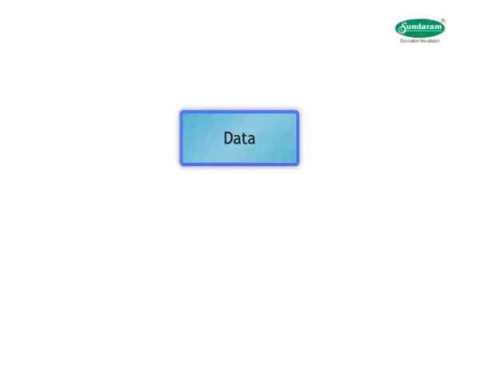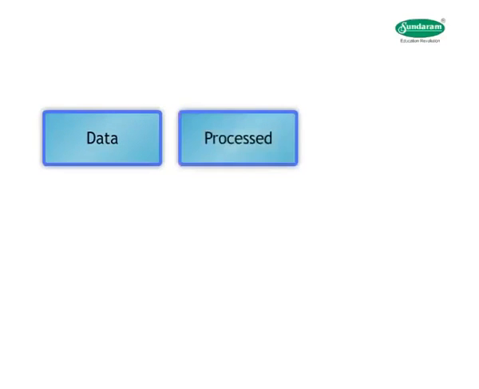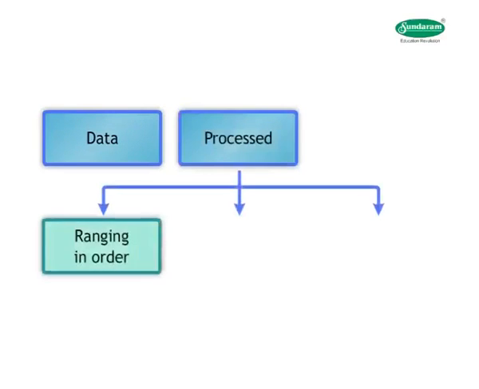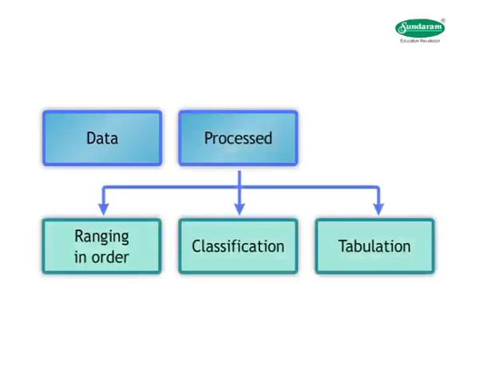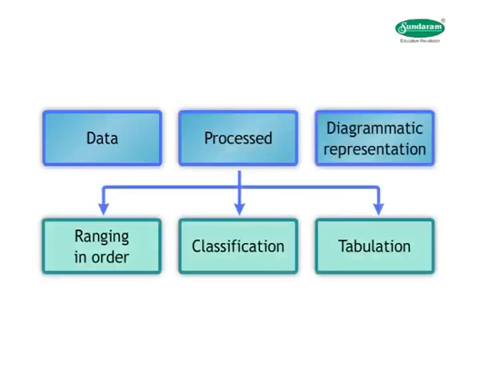Let us see how statistical data is represented graphically. Simply, a heap of data does not tell us anything, so it needs to be processed. Processing involves ranging data in order, classification, and tabulation. Such a compact or condensed form of data is easy to understand. Further, if it is graphically or diagrammatically represented, it becomes simple to understand and interpret.